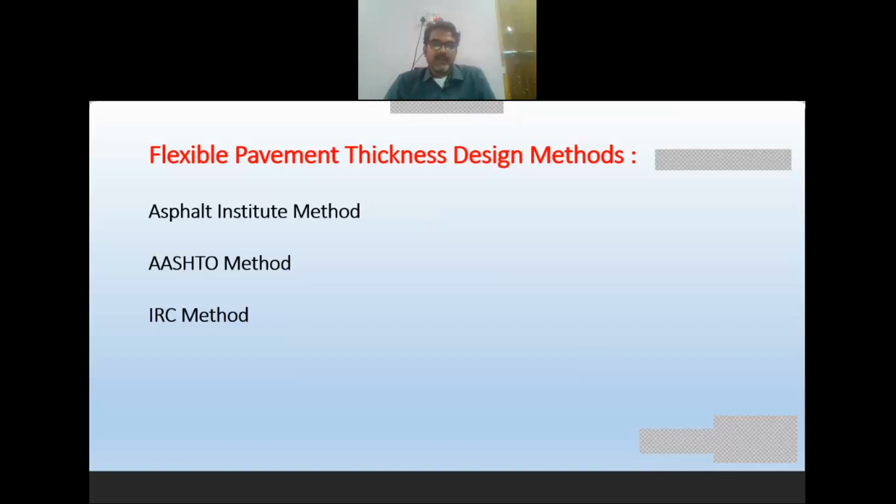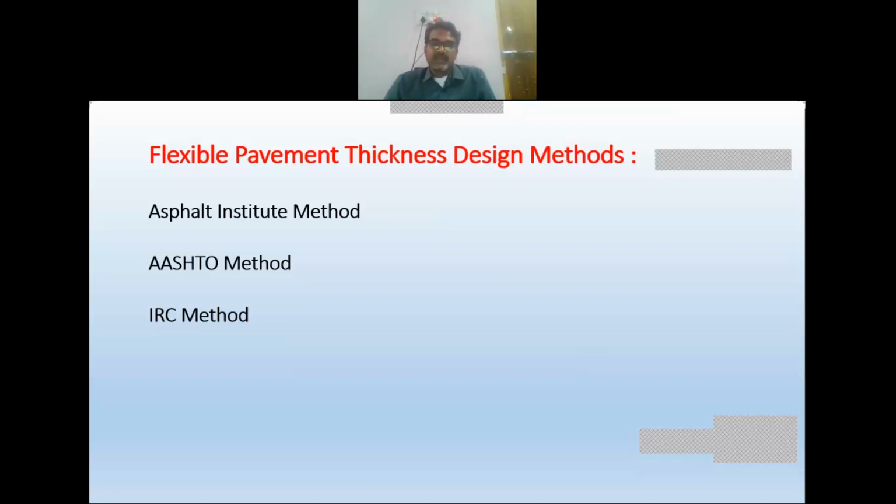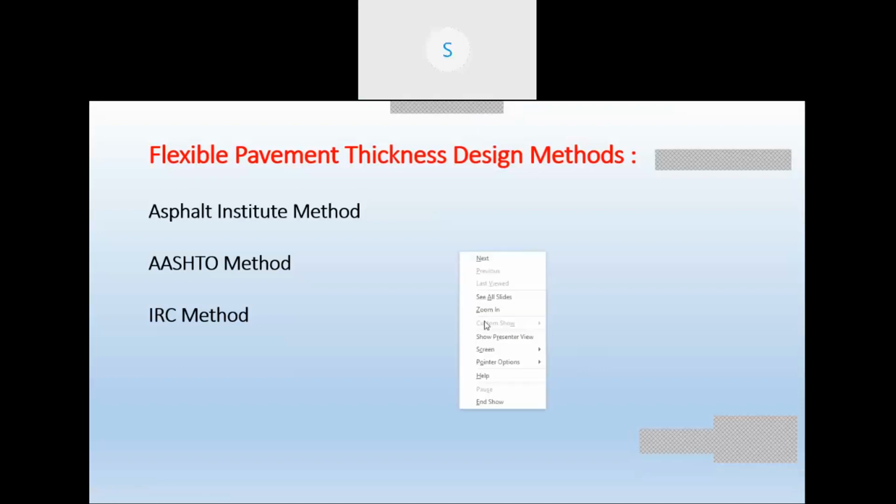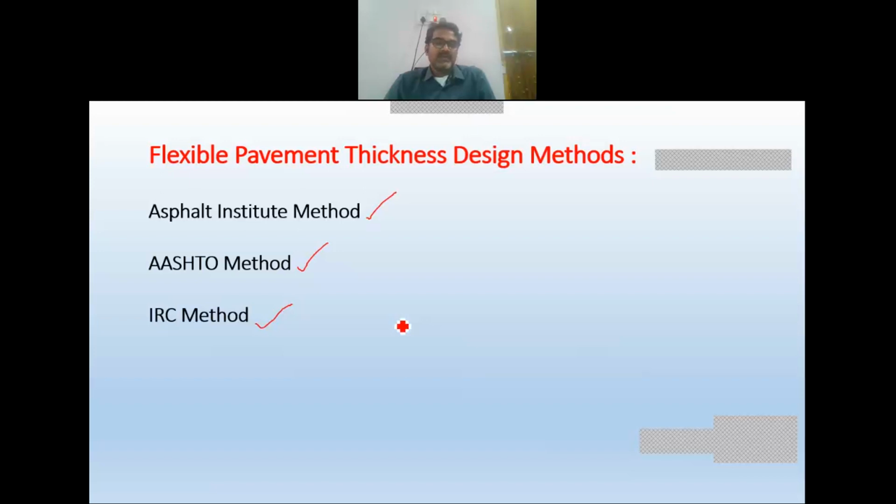The flexible pavement thickness design methods. As per the syllabus, we have three methods. One is the Asphalt Institute method. Another one is the AASHTO method. Third is the IRC method. Anyway, the IRC method has already been completed in Transportation Engineering 1. So I will try to solve one numerical problem on the IRC method.